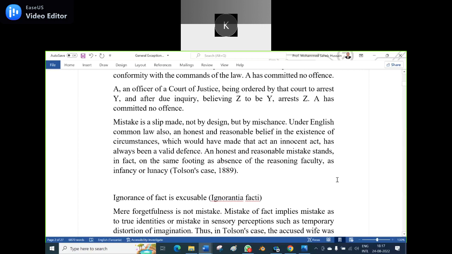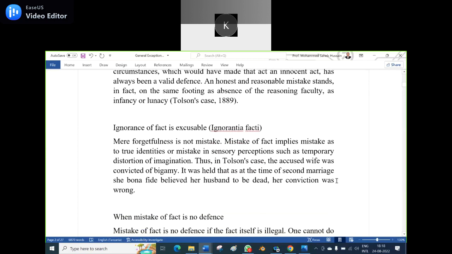Under English common law also, an honest and reasonable belief in the existence of circumstances which would have made that act an innocent act has always been a valid defense. That is in the law of torts or common law also, that is a defense. An honest and reasonable mistake stands in fact on the same footing as the absence of the reasoning faculty in infancy or lunacy. That is Tolson's case. You have explained at some point of time in our coaching also.